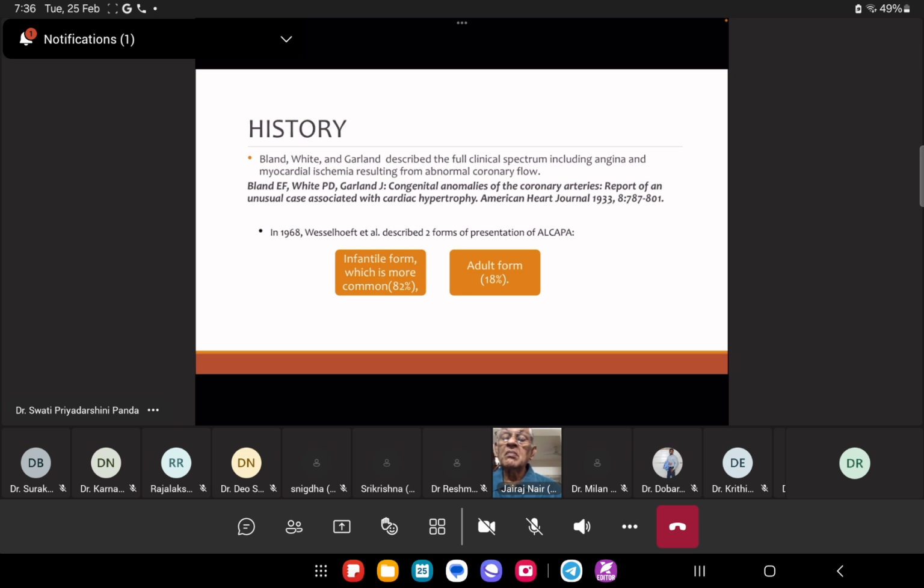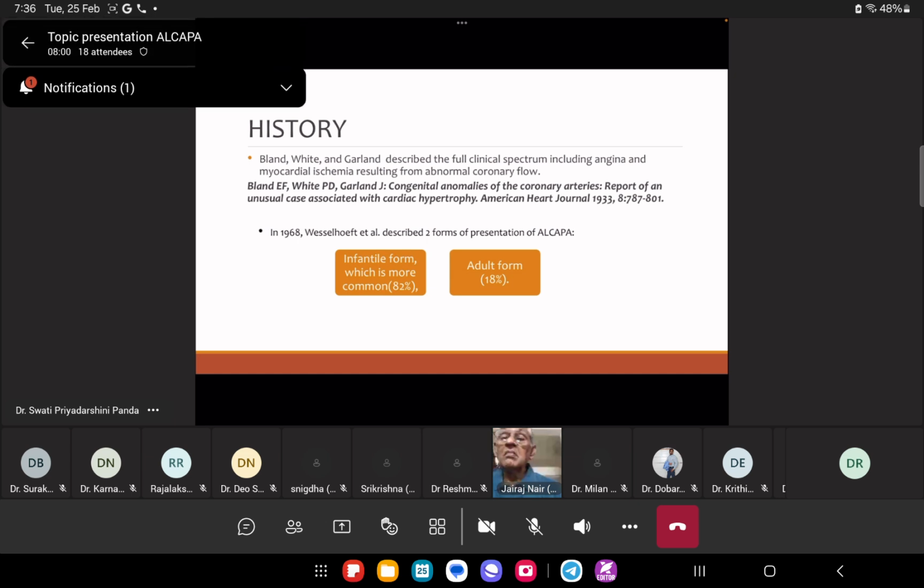In 1968, Veselov described two forms of presentation of ALCAPA. One is the infantile form, which is more common, about 82% of overall cases, and the adult form is 18%. Incidence is 1 in 3 lakh live births, around 0.25 to 0.5% have ALCAPA. It is the most common of the anomalous origins of the coronary arteries and the most common cause of myocardial ischemia and infarction in children.